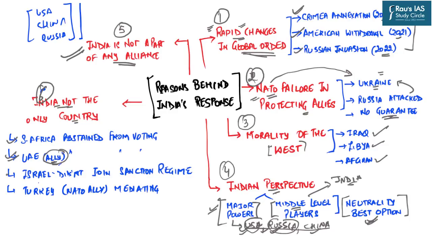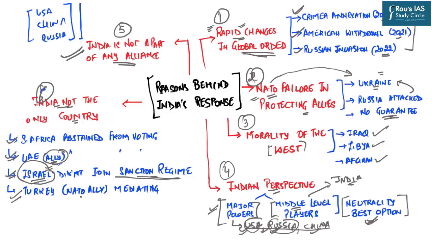Now, leave UAE. The third point is that Israel, we all know, is the closest ally of the USA. Despite the fact that Israel has offered criticism against the Russian invasion, still Israel has not entered into the sanctions regime which has been ordered by Western countries against Russia. So if your closest ally is not entering into the sanctions regime, do you really have the moral ground to criticize India?